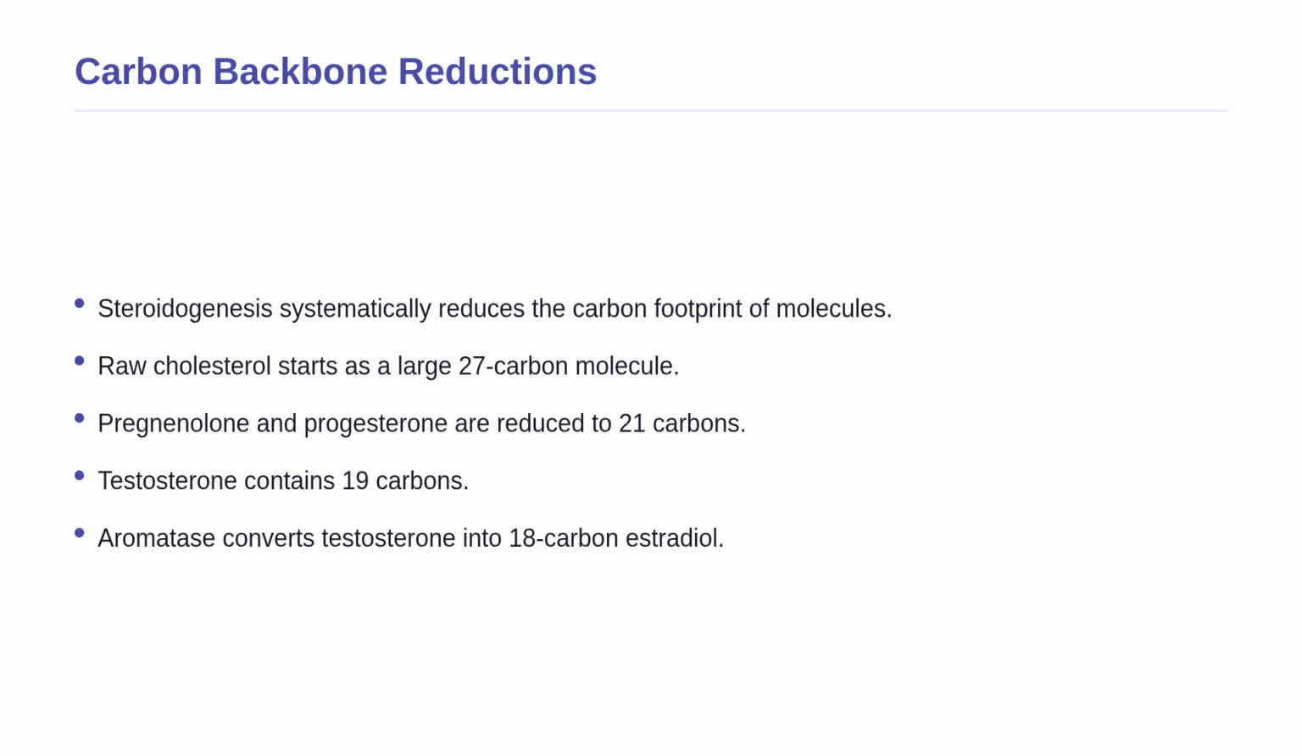As these hormones move down the different branches, their chemical structure physically shrinks. Steroidogenesis systematically reduces the carbon footprint of the molecules. The raw material, cholesterol, starts as a large 27-carbon molecule. When it becomes pregnenolone, and later progesterone, it is chopped down to 21 carbons. As the pathway continues toward male sex hormones, testosterone is formed, containing just 19 carbons. Finally, a specialized enzyme called aromatase converts testosterone into estradiol, which is the primary female sex hormone, leaving it with only 18 carbons. This precise chopping is what gives each hormone its unique function.